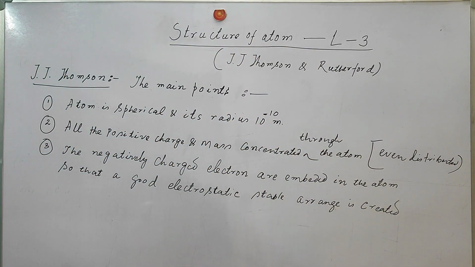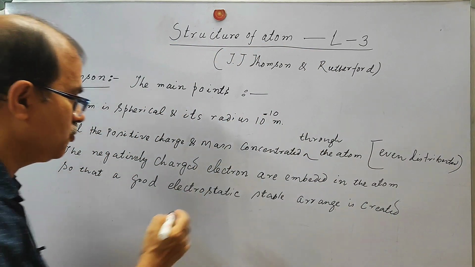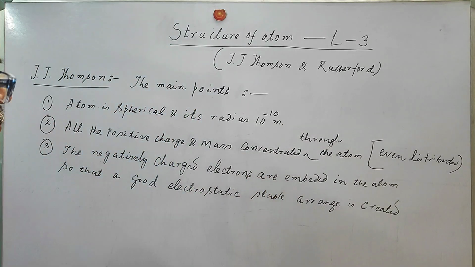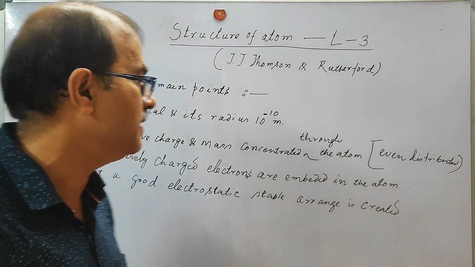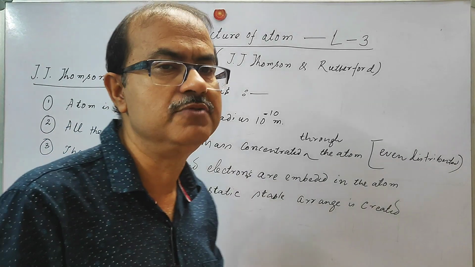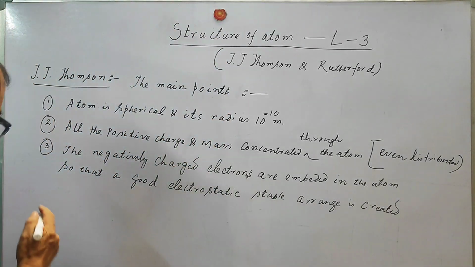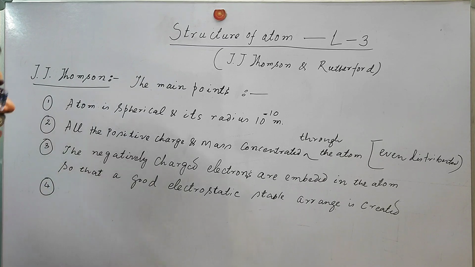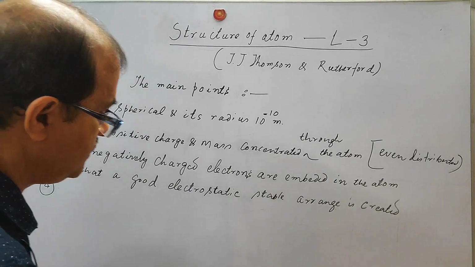The negative charge of the electrons, equal numbers of electrons and equal numbers of protons will be there. That will give you neutrality in the atom. The electrons are embedded in the atom, so that a good electrostatic stable arrangement is created in the atom. That is the main points.